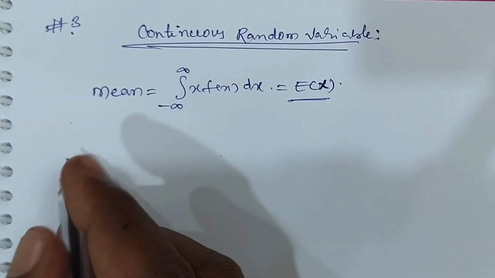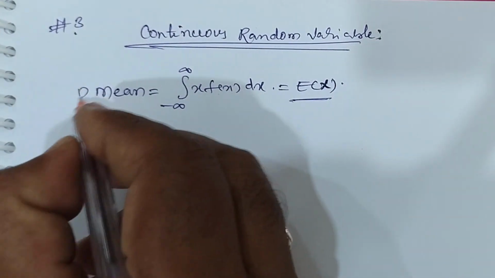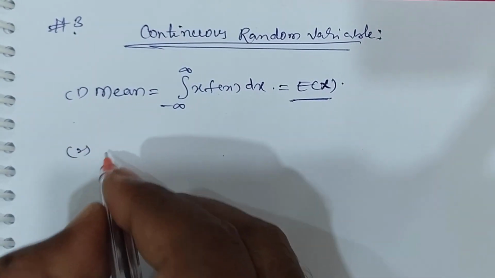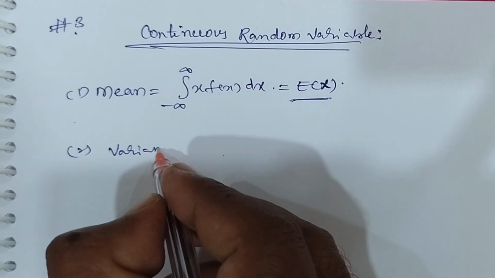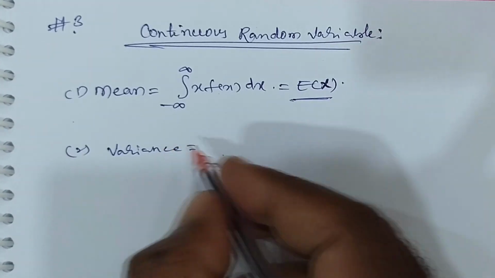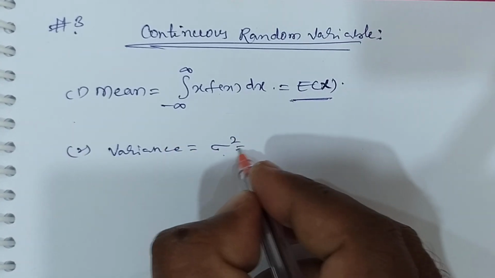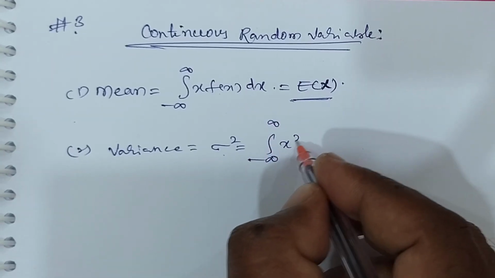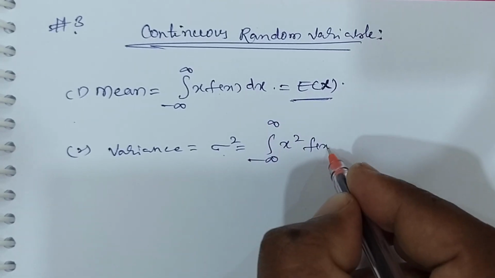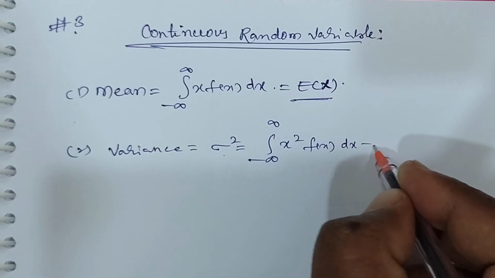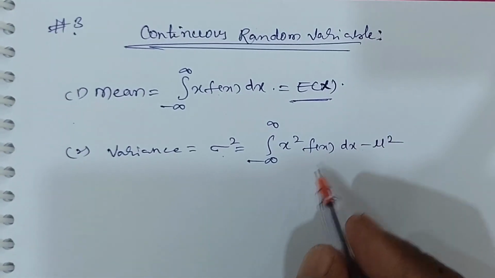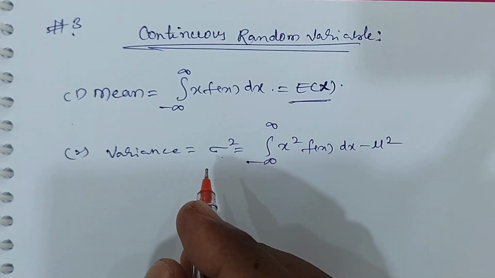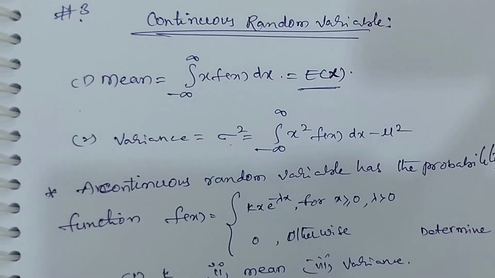So next, variance. The first formula is the mean. The second formula is the variance. Variance, that means sigma square, is equal to the integration from minus infinity to infinity of x square f of x dx minus mu square. It is the variance formula. Okay.